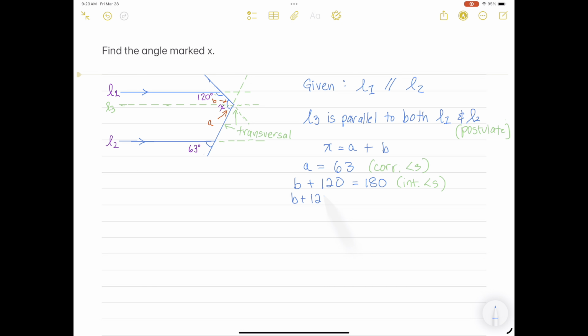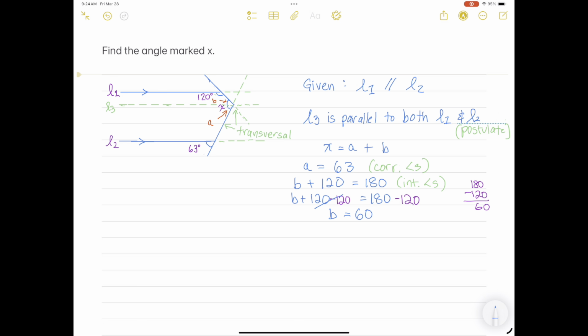So B plus 120 equals 180. I subtract 120 from both sides of the equation. So on the left-hand side, I have B by itself, and on the right-hand side, I have 180 minus 120, which equals 60. So B equals 60.